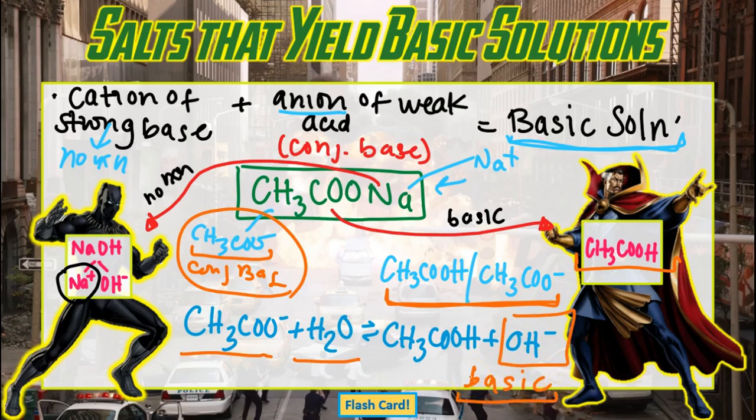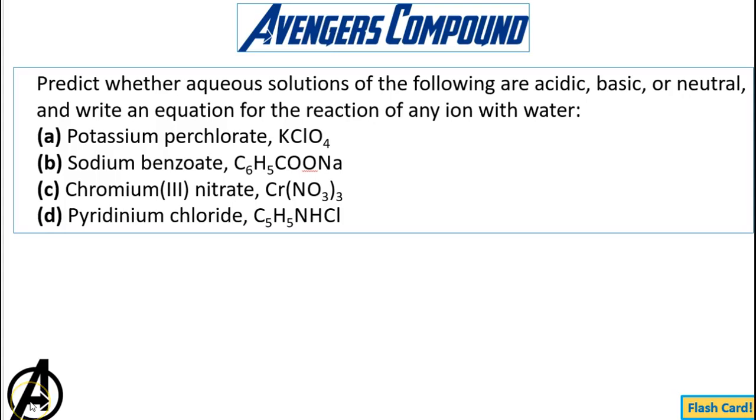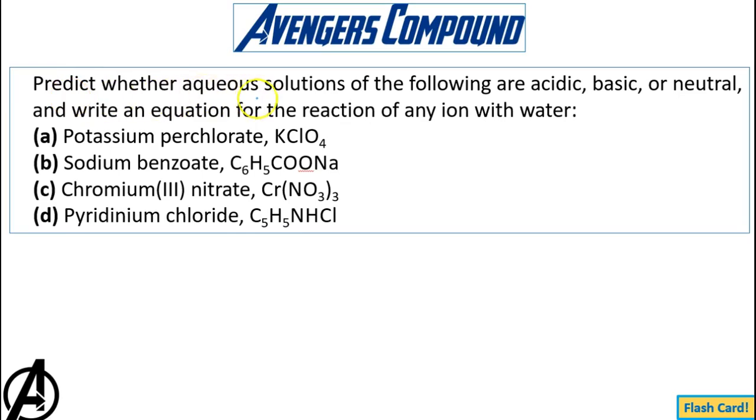So of course, we've got to get into an example. We're back at the Avengers compound, right? We've got to go ahead and gather any expressions or relationships or understandings, assumptions that we can use to help us answer this question. So it says, predict whether aqueous solutions of the following are acidic, basic, or neutral, and write an equation for the reaction of any ion with water. So again, we have to use our understanding of salt solutions that can produce neutral, acidic, or basic solutions based on our understanding from the previous portion of the video.